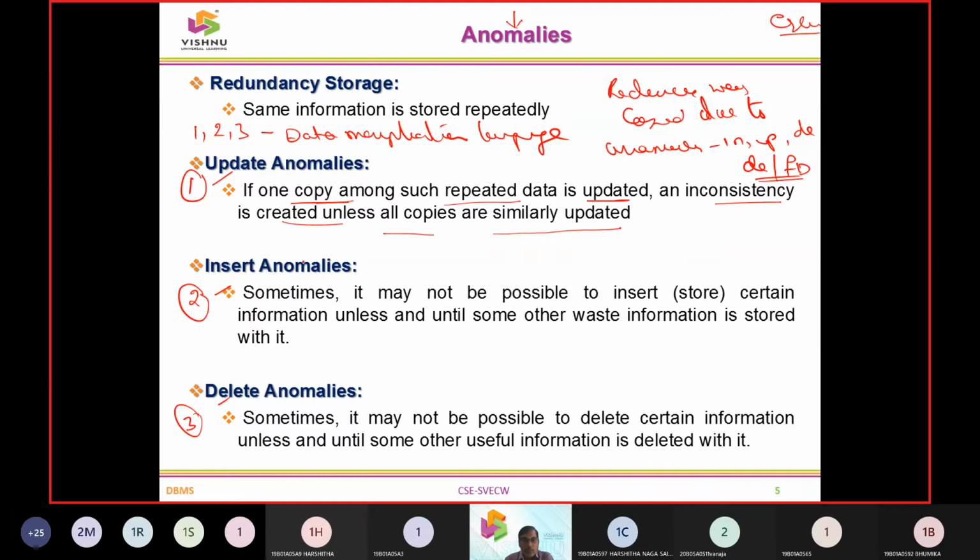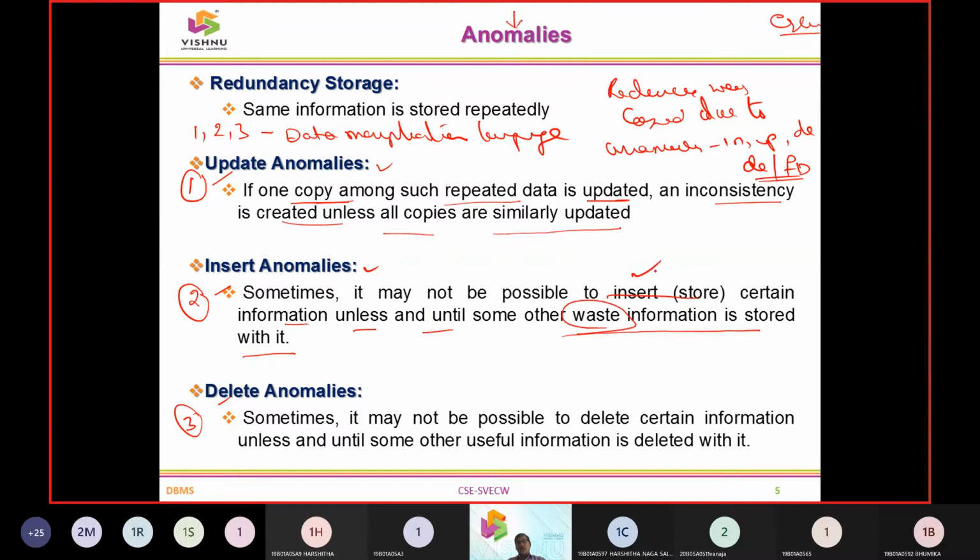Next one. What is an insert anomaly? With an insert anomaly, it may not be possible to insert certain information unless some waste information is also stored. So if you want to insert something in a table, information which is not relevant to the main table or master table is also going to be inserted. Such data is not required for the relation, but still that unwanted data is inserted.